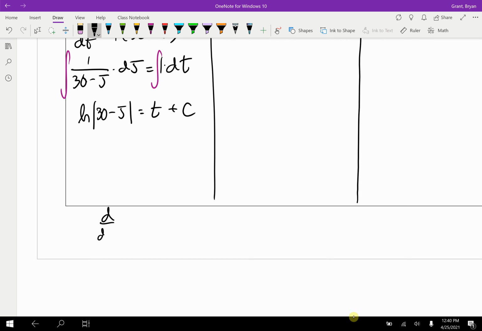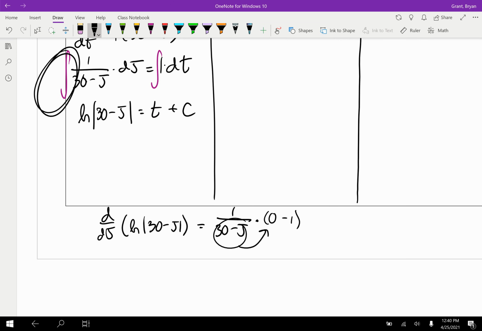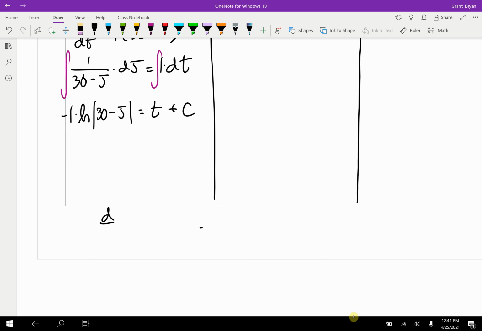I'm going to say if I do d dj of the natural log of 30 minus j, we get 1 over what's inside times the derivative of what's inside. The derivative of 30 is 0, but the derivative of negative j is negative 1. And so is there an extra negative 1 in this problem out here? No, there's not. We need an extra negative to cancel out the derivative of negative j. All right, nothing else to do there.